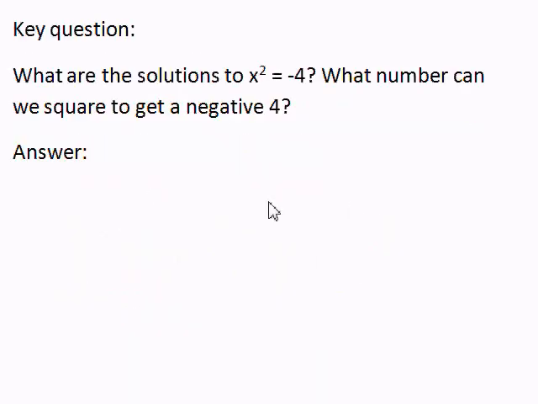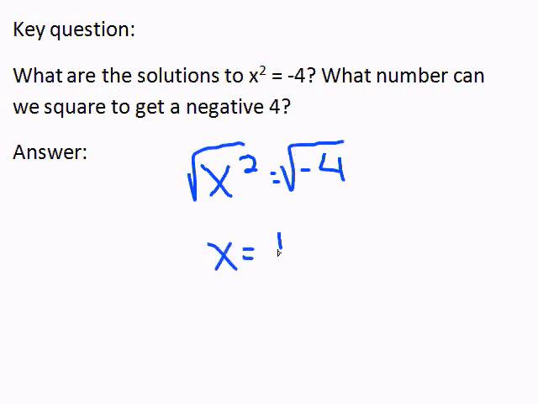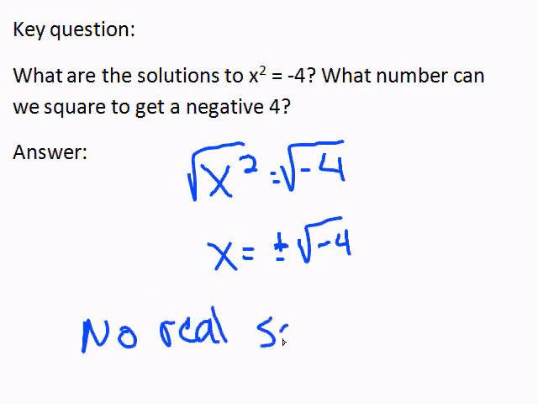Here's another key idea. What are the solutions to x squared equals negative 4? What I'm really asking is, what number can we square to get a negative 4? There are a couple ways we can look at doing this. One, we can use what we just got through learning. X squared equals negative 4. To get x by itself, we take the square root of both sides. We get x is equal to plus or minus the square root of negative 4. The problem is we do not know how to square a negative number yet. You're going to learn that in another class, not this one. So we actually cannot solve this equation. There's no real solution.